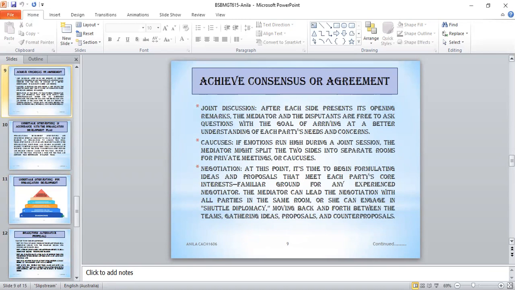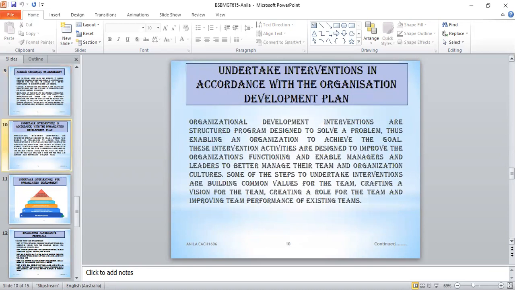Negotiation. At this point, it's time to begin formulating ideas and proposals that meet each party's core interest, familiar ground for any experienced negotiator. The mediator can lead the negotiation with all parties in the same room, or she can engage in shuttle diplomacy, moving back and forth between the teams, gathering ideas, proposals, and counter proposals.